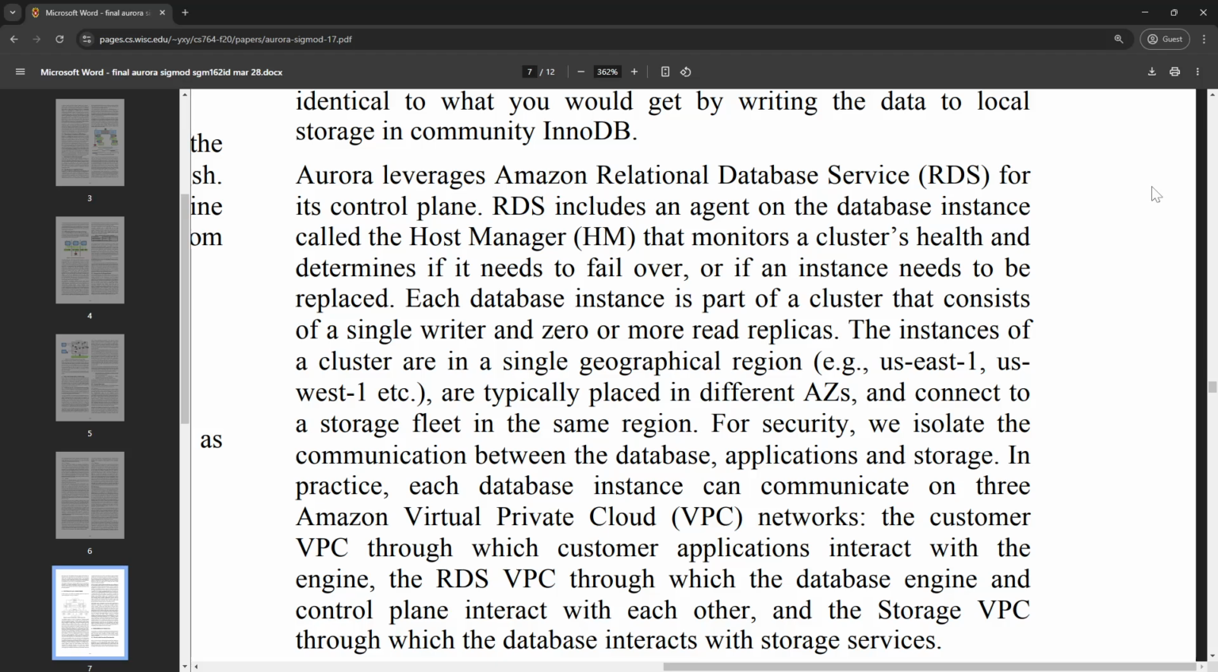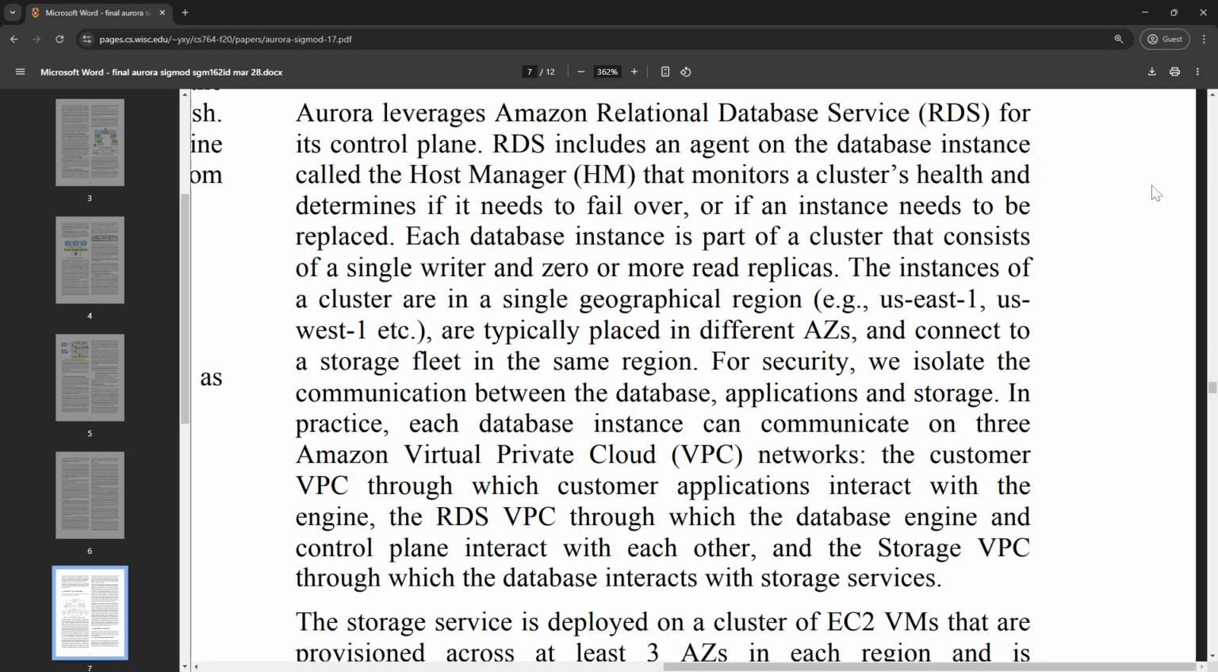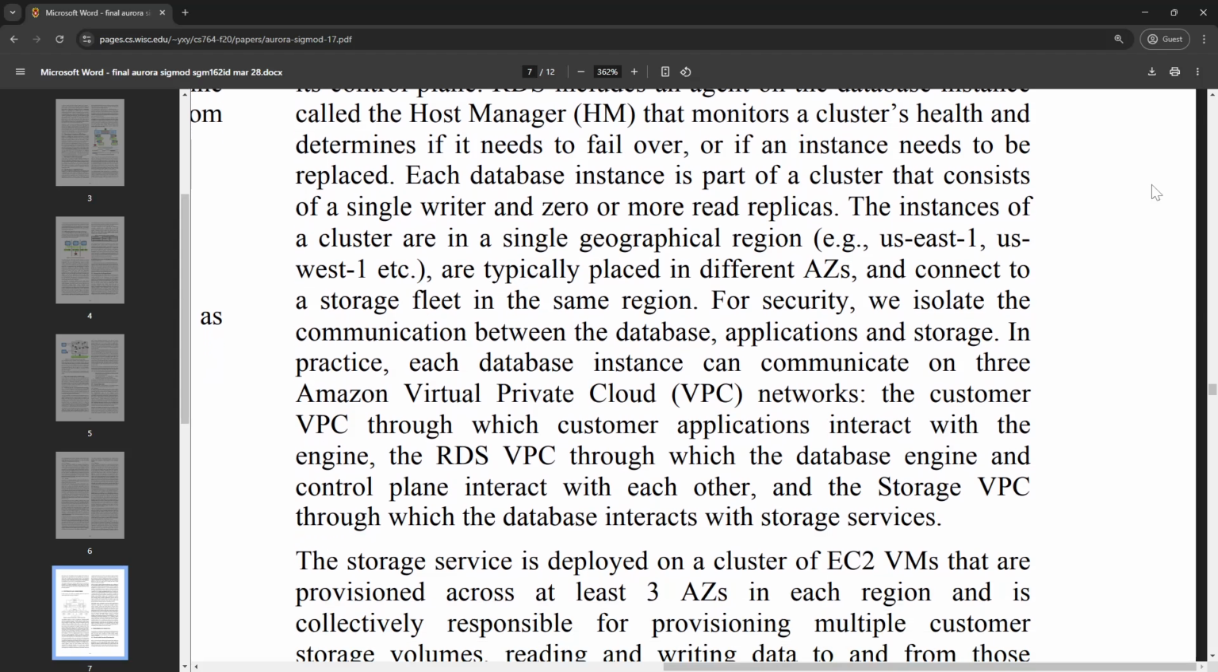Aurora leverages Amazon Relational Database Service for its control plane. RDS includes an agent on the database instance called the host manager that monitors a cluster's health and determines if it needs to fail over or if an instance needs to be replaced. Each database instance is part of a cluster that consists of a single writer and 0 or more read replicas. The instances of a cluster are in a single geographical region, e.g. US East 1. They're typically placed in different AZs, and they connect to a storage fleet in the same region.